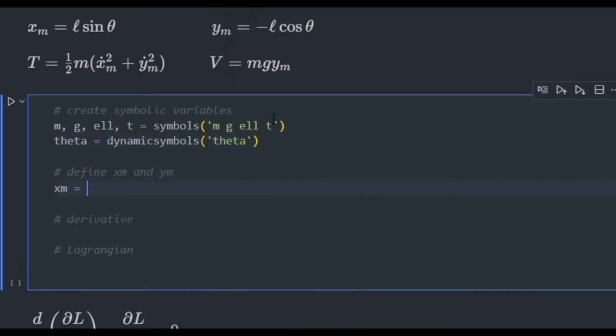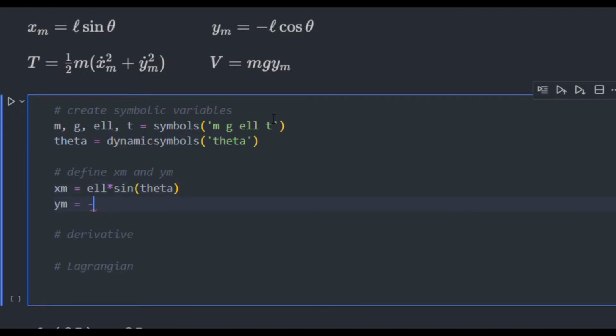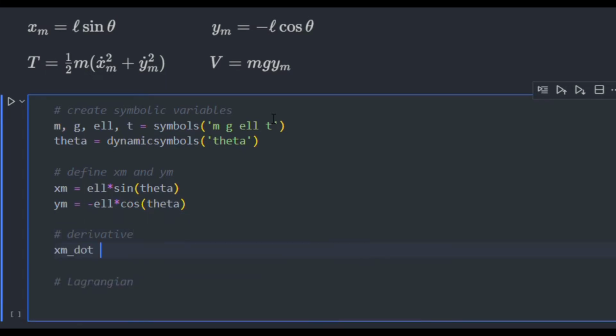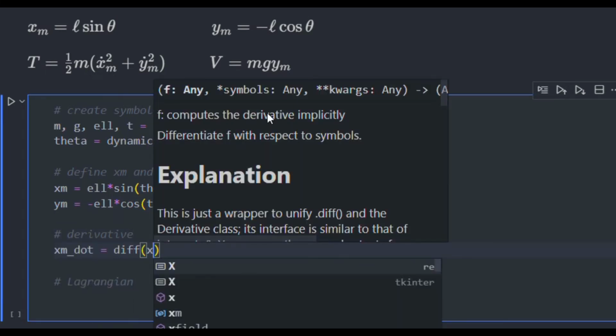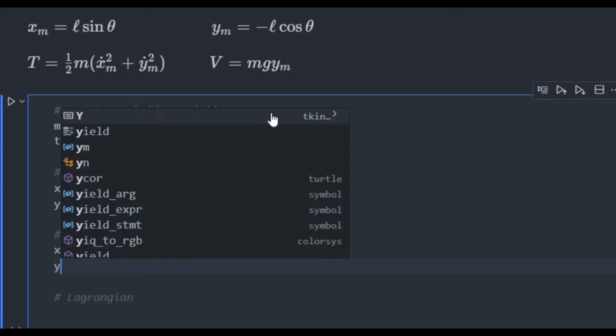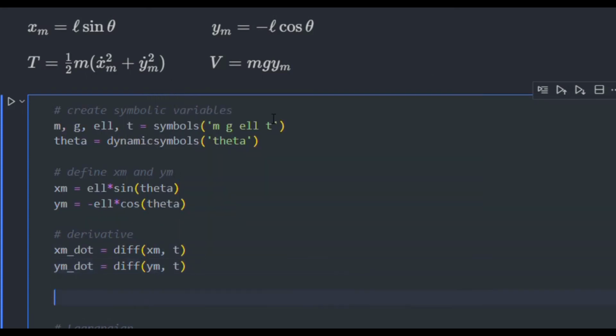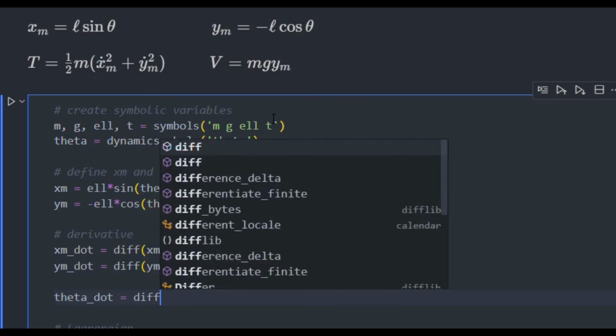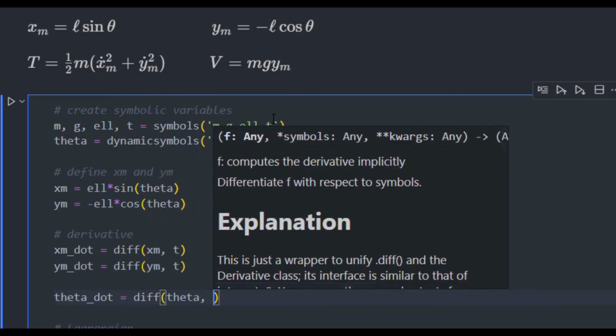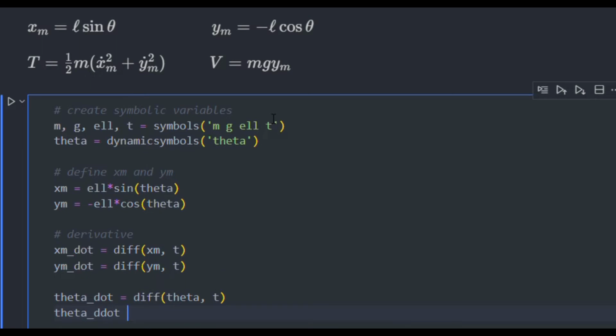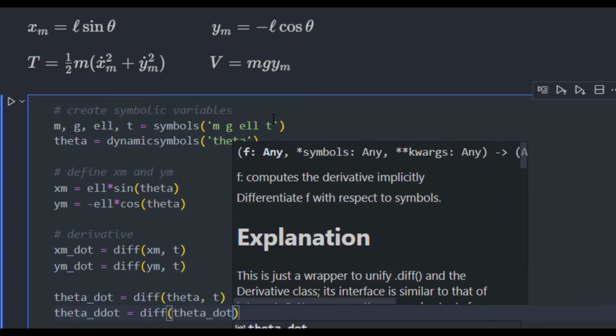So xm, as we saw in the last video, is going to be l sine theta. ym is going to be minus l cosine theta. And then take some derivatives. So let's do that. ym dot is going to be derivative of ym, theta dot is going to be derivative of theta, and then theta double dot is going to be derivative of theta dot.